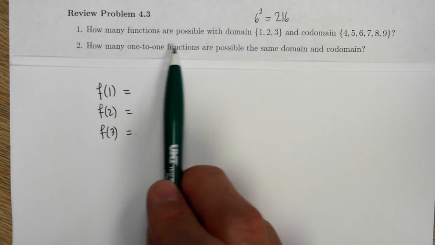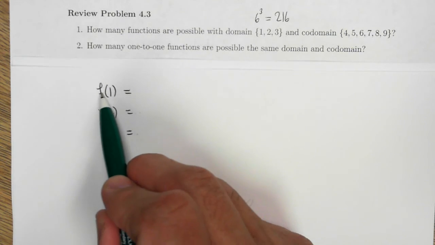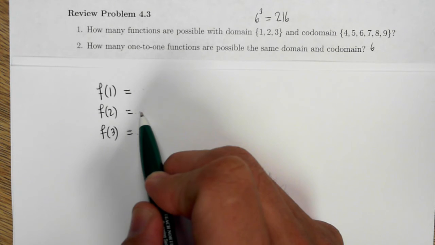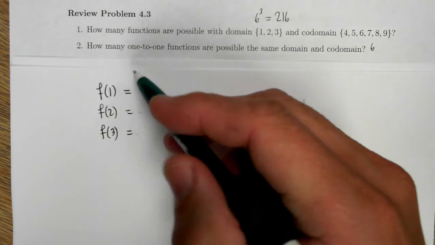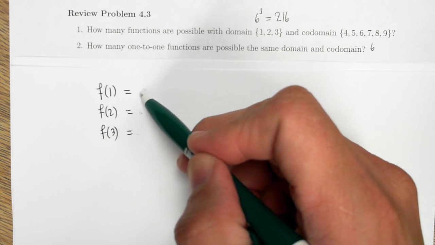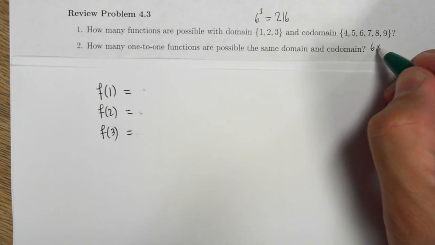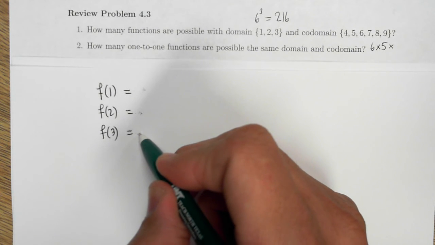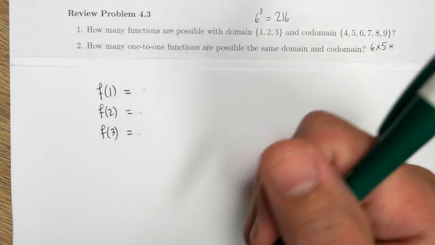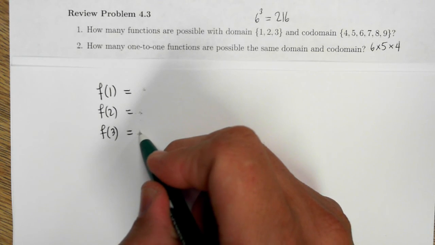A somewhat more interesting question is part 2, how many one-to-one functions are possible with the same domain and the same codomain? Now once again, for f of 1, there are 6 possibilities. However, if the function is one-to-one, then f of 2, whatever this is, can't be equal to f of 1. These two numbers cannot be the same because it's supposed to be one-to-one. So whatever this number is, there are 6 possibilities, but here there's only going to be 5 possibilities because whatever the number is here can't happen. So 6 times 5. Then for the third function value, this number can be anything except for the 2 that are up here because the function is supposed to be one-to-one. And so there's only 4 possibilities for the third function value.